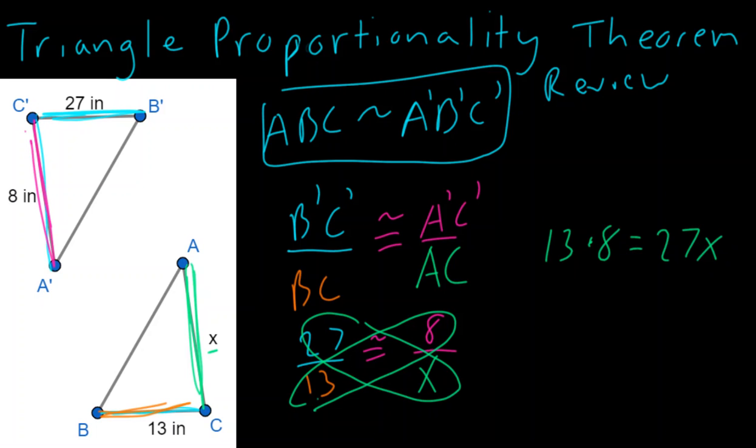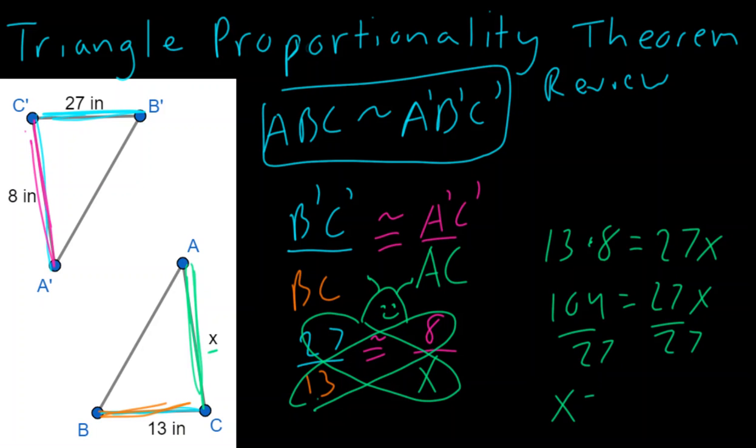Or, you probably heard of this before, we can call it the butterfly method, and I like to call it the happy butterfly method. Boom. Whatever you want. Basically, we're going to multiply across diagonally. Now from here, let me grab a handy dandy calculator. We'll do 13 times 8, which is 104, is equal to 27x. Here we'll divide both sides by 27, and 104 divided by 27 will give us our missing side length, 3.85.